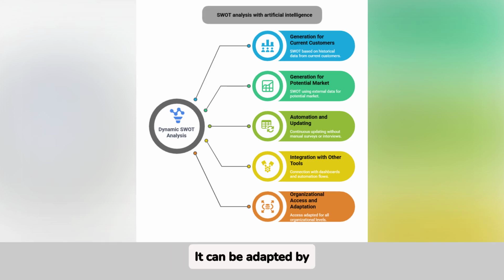It can be adapted by levels. You can have a consolidated executive SWOT for management, one by geographic area for territory managers, one by business line for product managers, and a simplified one for each salesperson. You can even receive automatic alerts when something changes. For example, if a customer shows signs of flight risk, or if a new tender matches your portfolio. All of this can be configured.